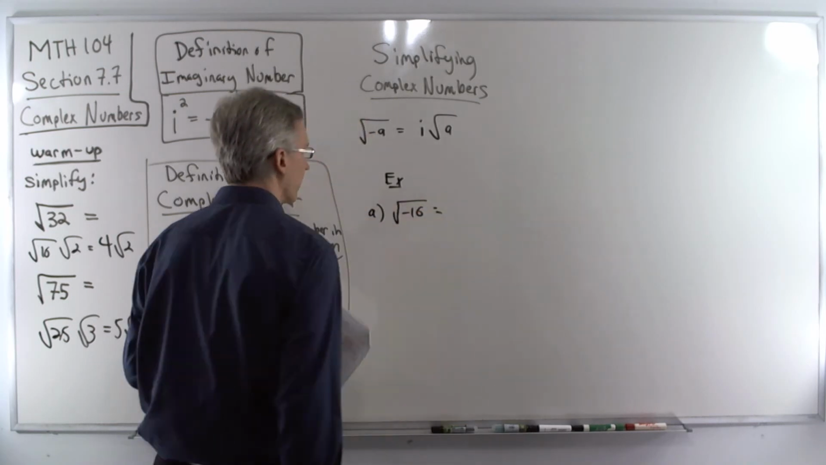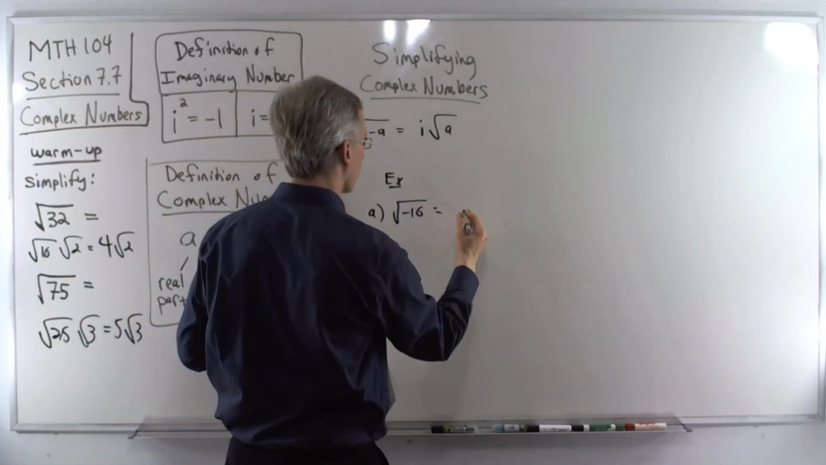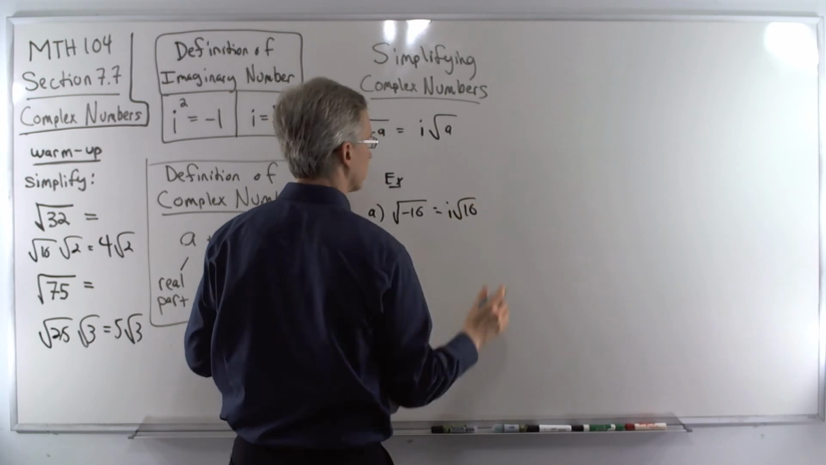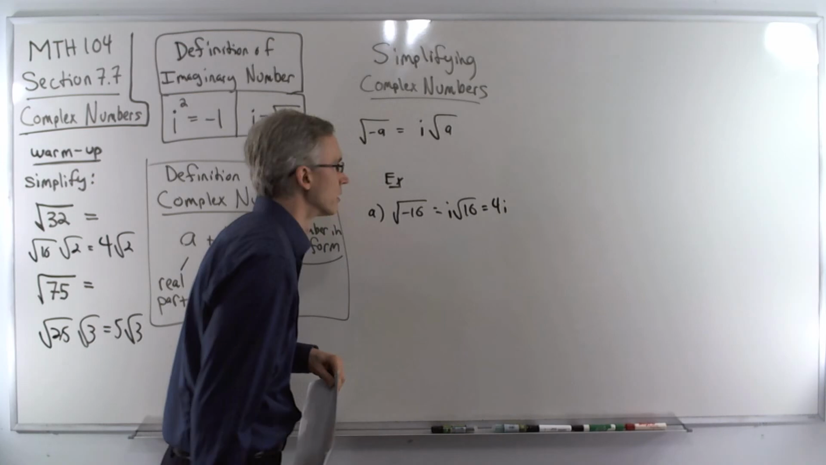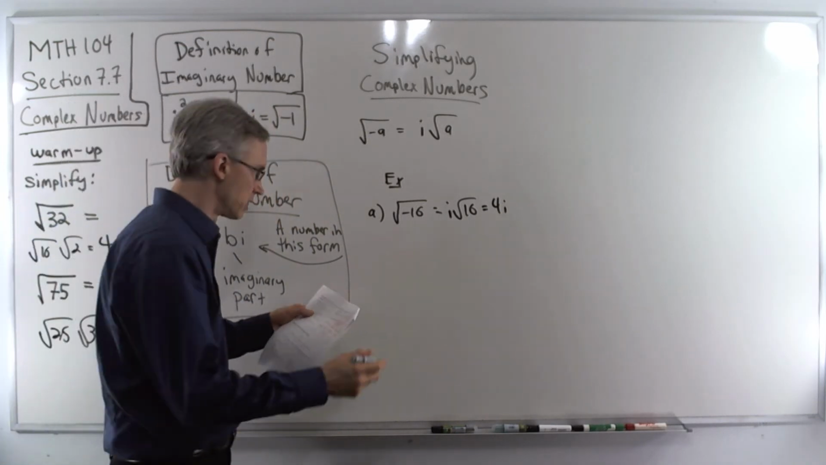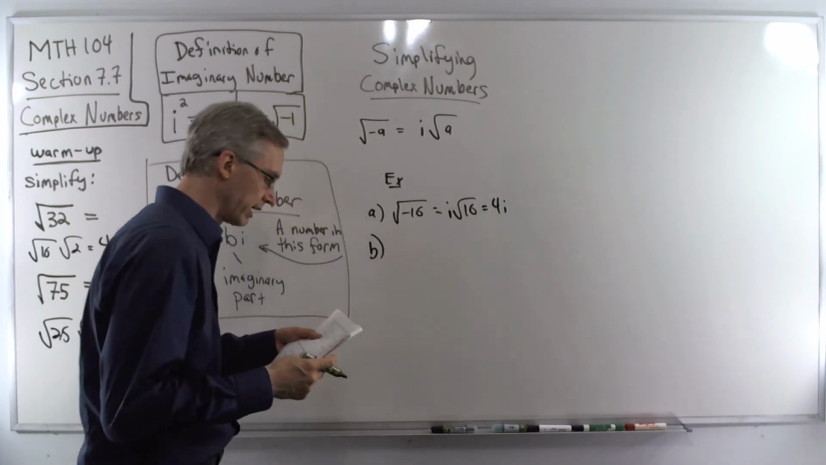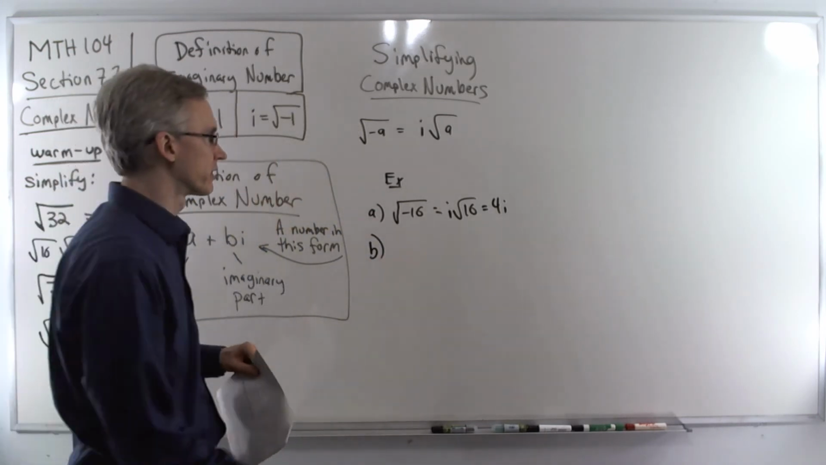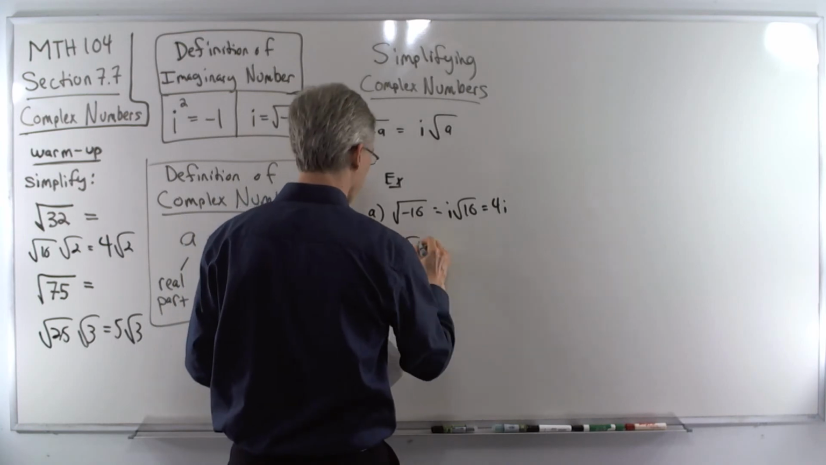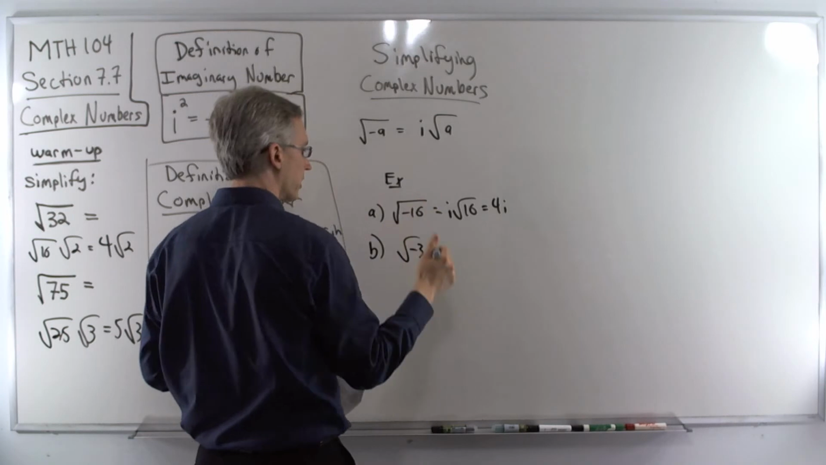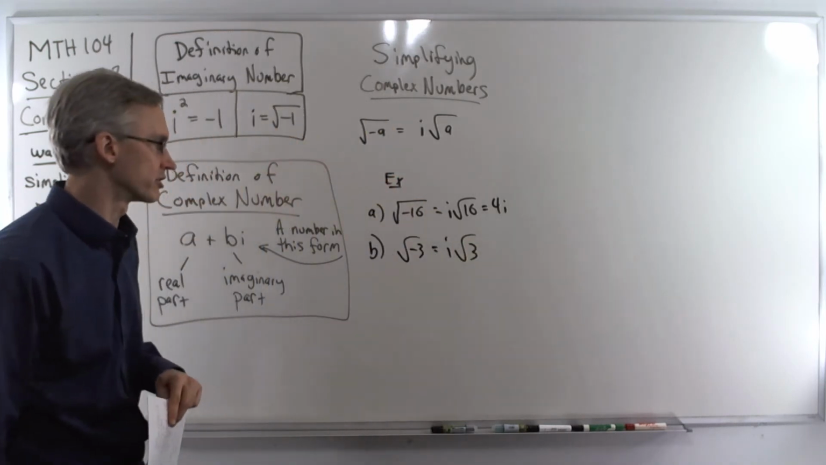All right, we're going to simplify the square root of -16. So we're going to use this property here and write that as i times the square root of 16. Square root of 16 is 4, so that gives us 4i. Part B, with some of these, we're going to just leave the radical right in there if it doesn't evaluate to an integer. So the square root of -3, using our property here, we get i times the square root of 3. Cannot be simplified any further, so we're going to leave it just like that.